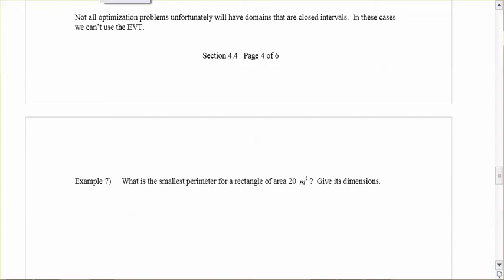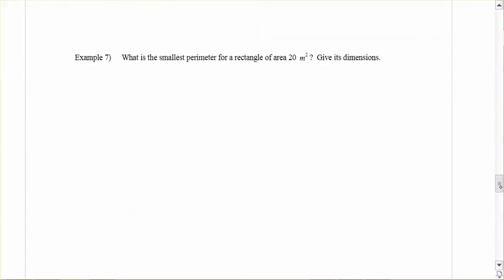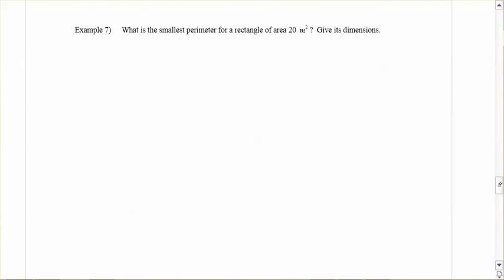This video is on the last two pages of section 4.4, where we look at problems that unfortunately do not have domains that are closed intervals, and in this case we cannot use the EVT. So let's start off with example 7. What is the smallest perimeter for a rectangle of area 20 square meters?